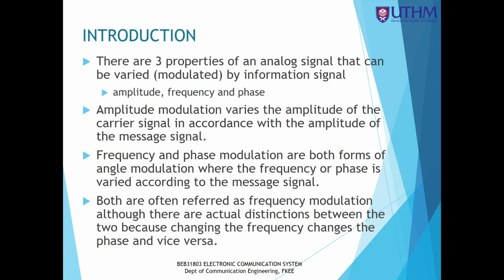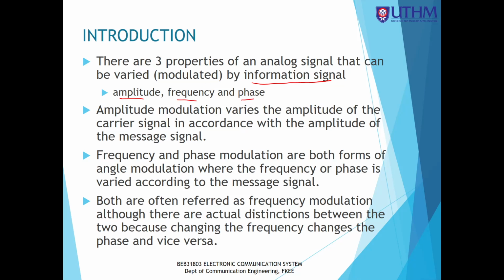Okay, introduction. There are 3 properties of an analog signal that can be varied or modulated by the information signal. As I mentioned before, modulation is the process of changing the characteristic of the carrier in accordance with the amplitude variation of the input signal. So what are the characteristics that will change during this process? There are 3 characteristics. The first one is the amplitude, second is frequency, and the third is phase.